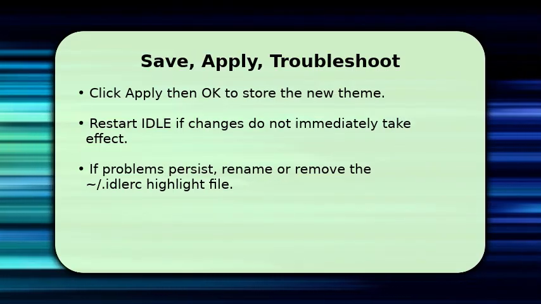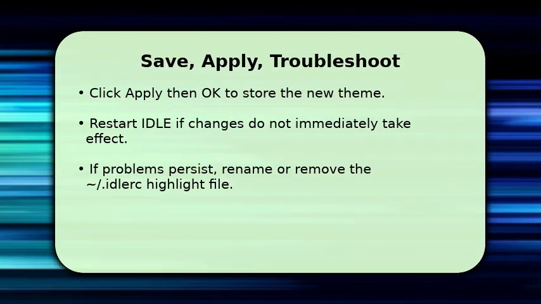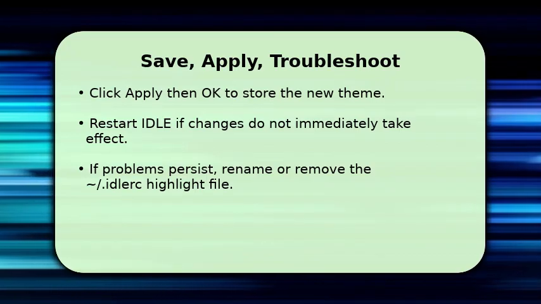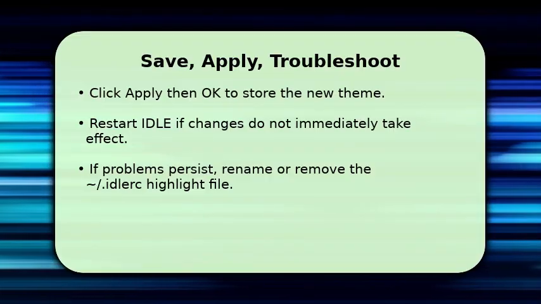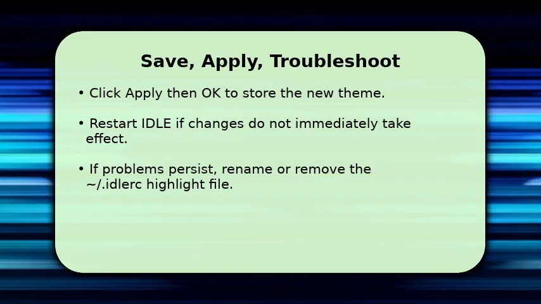If you still see the old colors, make sure only one Idle instance was running when you saved. Alternatively, locate your .idlerc folder and rename or remove config-highlight.cfg so Idle regenerates a clean file. That resolves stuck or corrupted highlight settings in most cases. Make sure to backup files first.